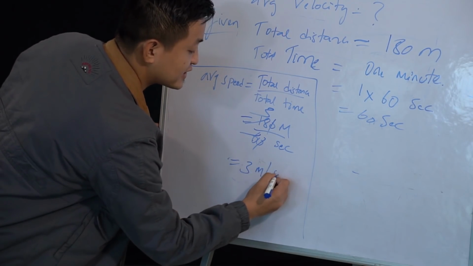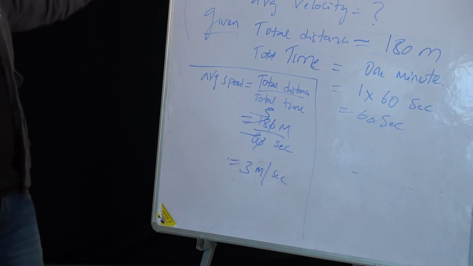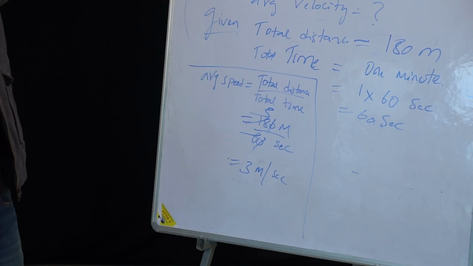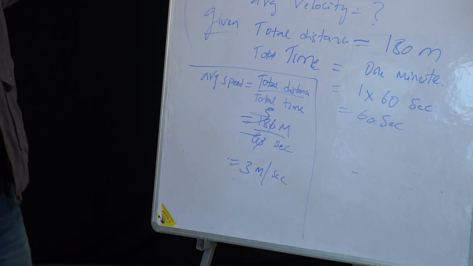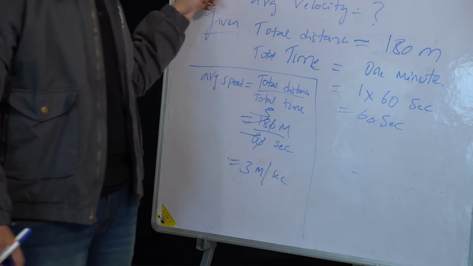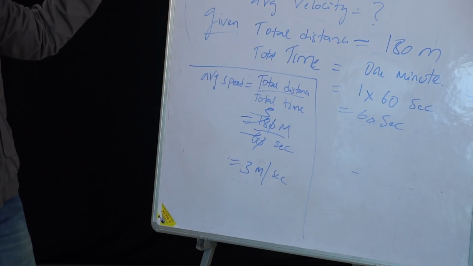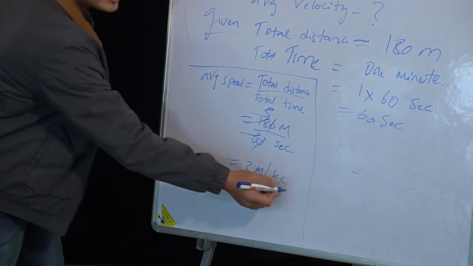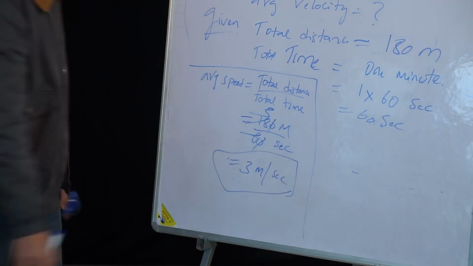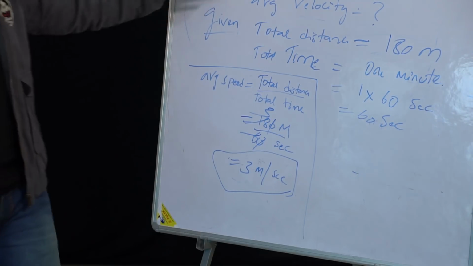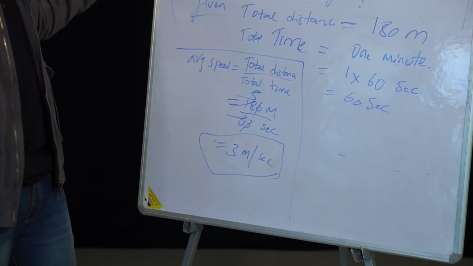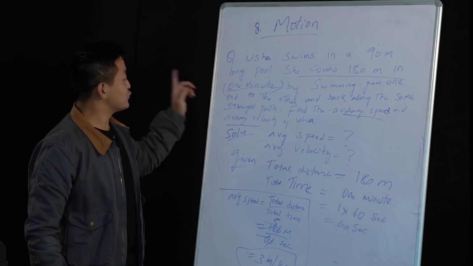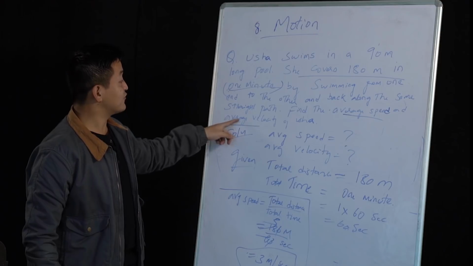3 meter per second. This type of question carries 3 marks because we are told to calculate two numerical problems here: one is average speed and one is average velocity. So we already have the answer for average speed, that is 3 meter per second. Clear? Please check everything step by step, students, and please note down. Now we'll find the next part, that is average velocity.